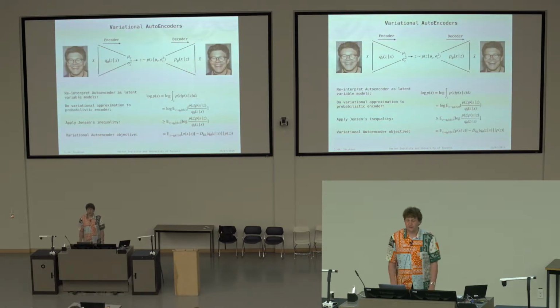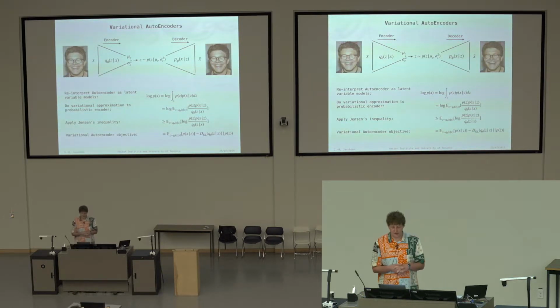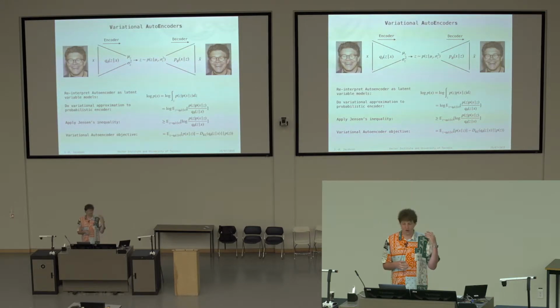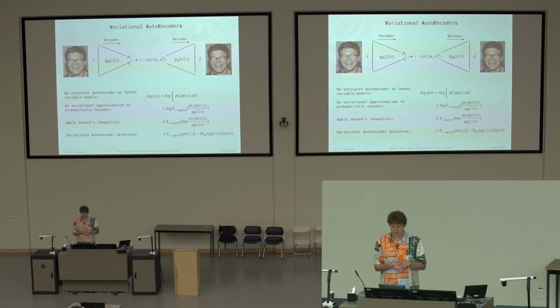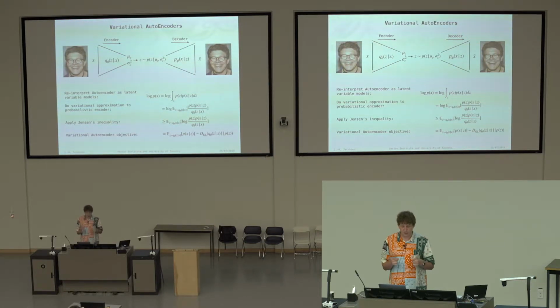Right, and that brings us to variational autoencoders. So we can reinterpret the nonlinear autoencoder as a latent variable model. Instead of log p of x, we introduce a latent variable z. So then log p of x equals the log of the integral over z, p of z times p of x given z. Then we do a variational approximation to the probabilistic encoder, which we call q parameterized by theta, z given x.